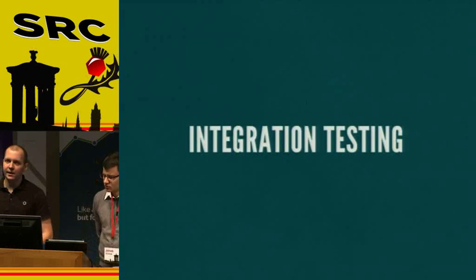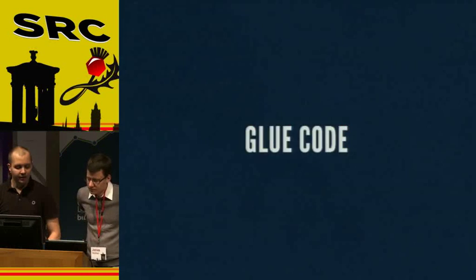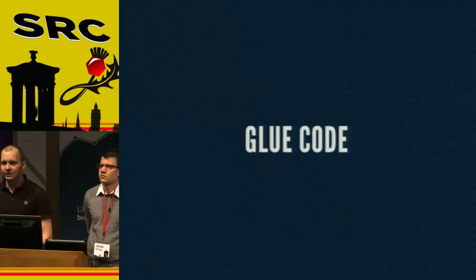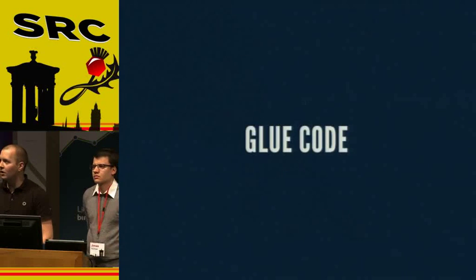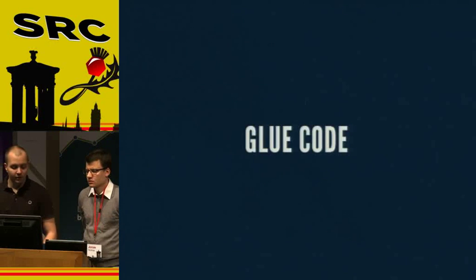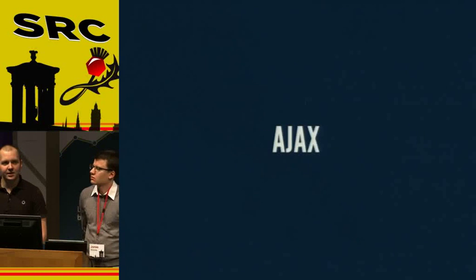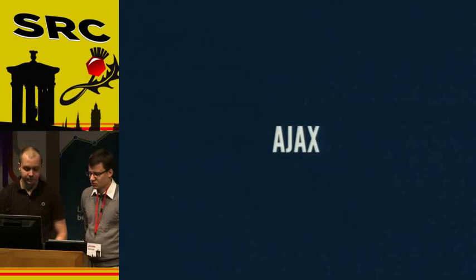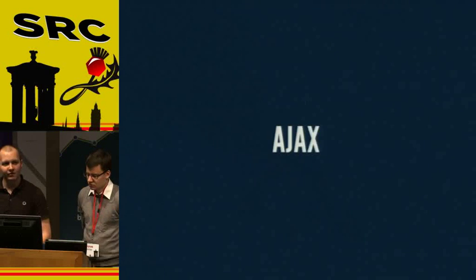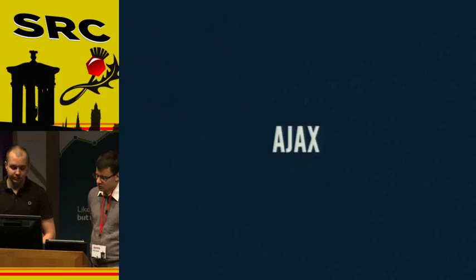Now, integration testing, on the other hand, has a lot of other benefits. It's really easy with integration testing to test those pieces of glue code that can be quite hard to test effectively with unit testing. So that's especially true for Ajax. Unit testing Ajax usually leads to a lot of frustration. There's a lot of mocking that you need to do. But with integration testing, it's a piece of cake because you don't really see the Ajax. It just happens in the background. We're just testing the behavior of the application instead of the implementation.